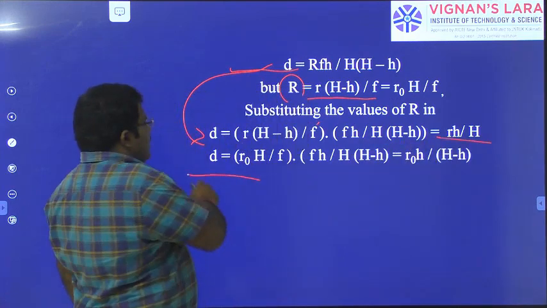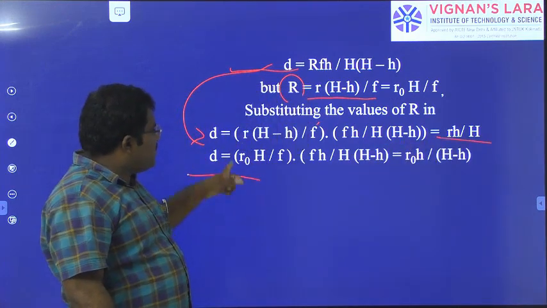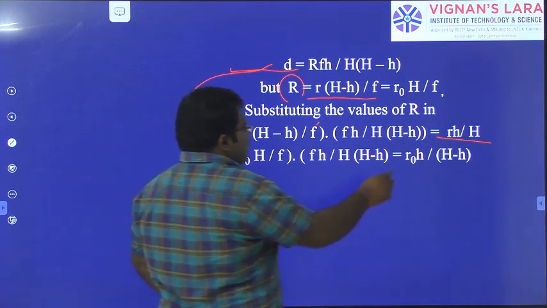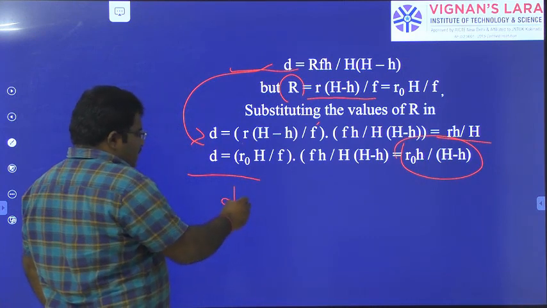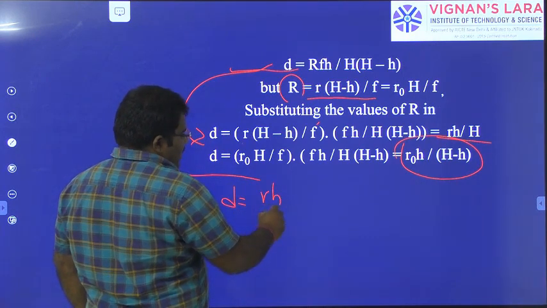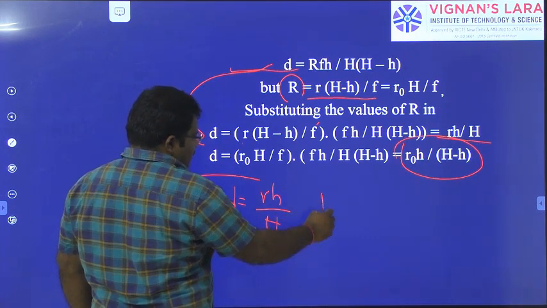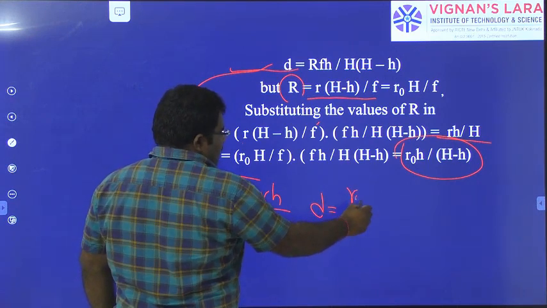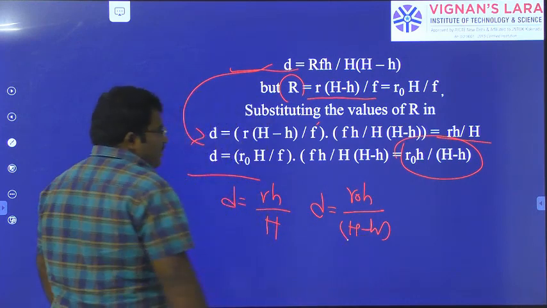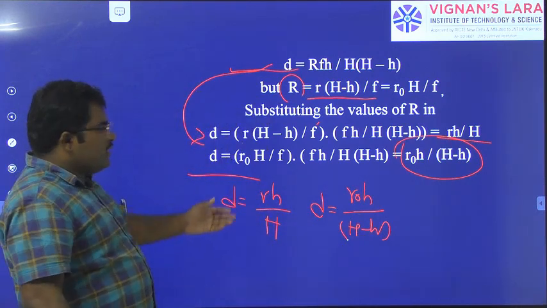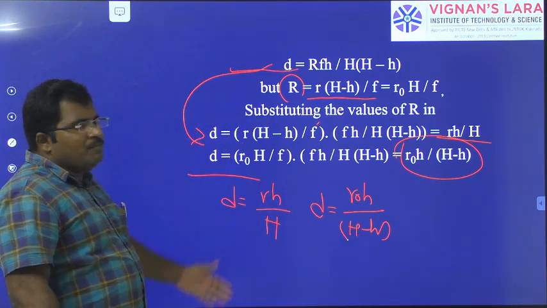Okay, now D is again, this R will be substituted with another value. So from there you are going to get the value of this thing. Okay, so now the relief displacement small d is equal to Rh by H from the one equation, it may be written as d is equal to r naught into h by H minus h. Right? So this is the relief displacement given according to the formula.